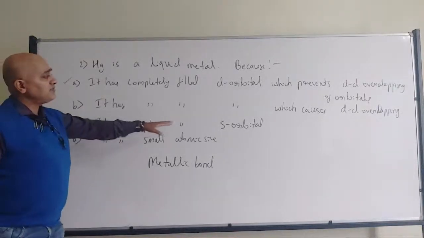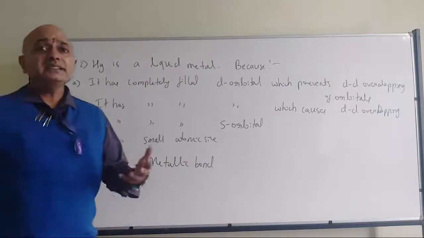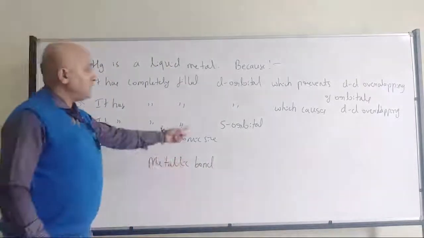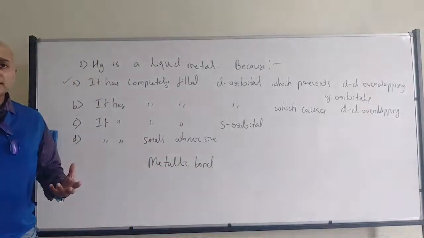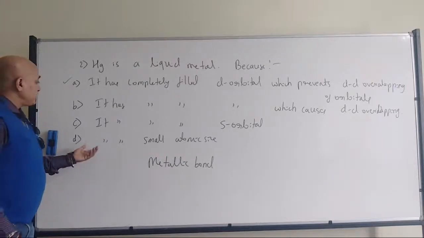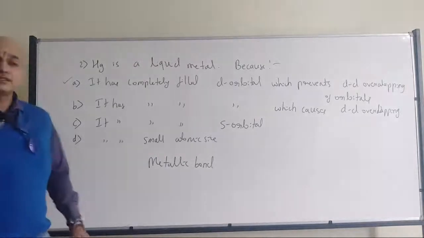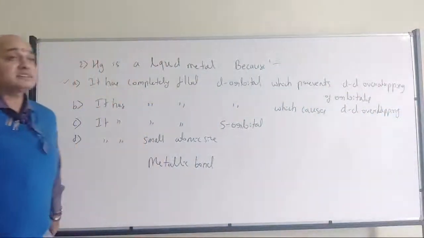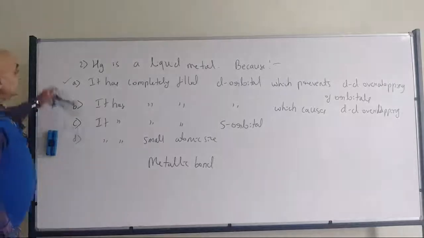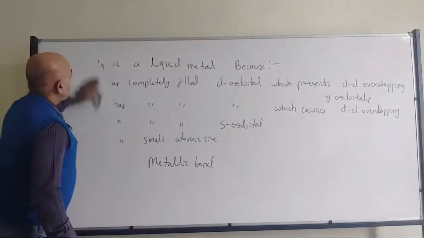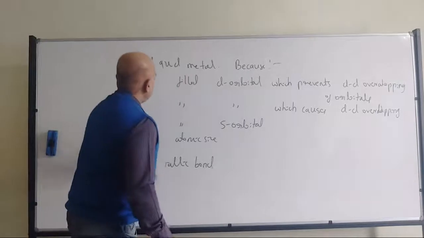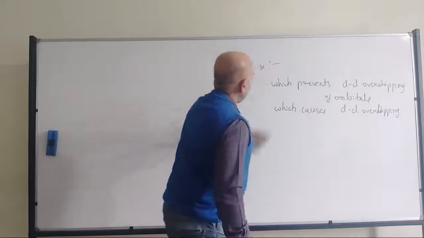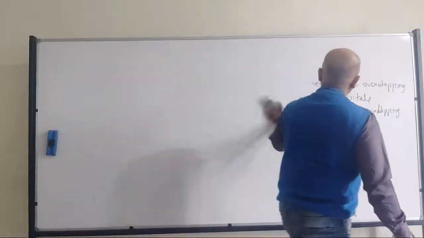Now it has completely filled s orbital. That's fine. S orbital, since it is having more nuclear force acting on them, will not have much impact in forming the metallic bond. Now next one, small atomic size. No, mercury is down the group, so it should have a pretty high atomic size. Fine. So option A should be the correct answer. Due to that, it will be a liquid metal.